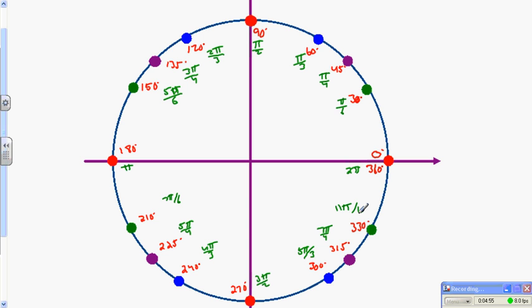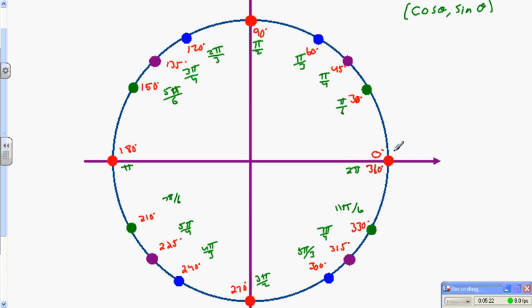Now we're going to put in our trig functions. Now trig functions are a coordinate at these points, and they're in the ordered pair of cosine of theta, sine of theta. Cosine first, sine second.